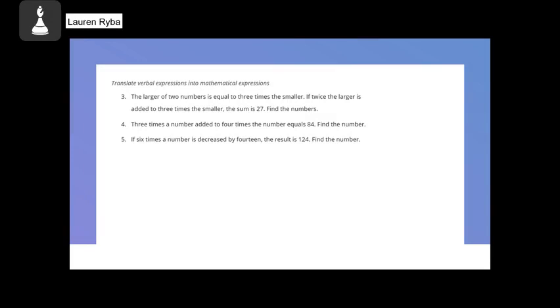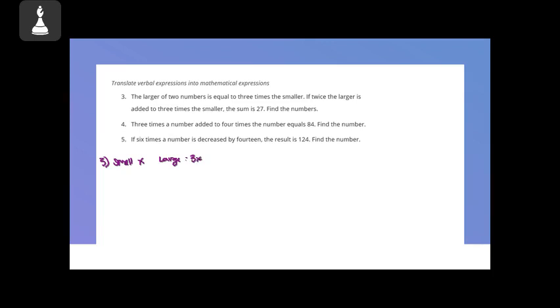Number 3, the larger of two numbers is equal to 3 times the smaller. So let's write that first. We have two numbers. A small number, we're just going to let be x. The large number is equal to 3 times the smaller. So the larger number is 3x.